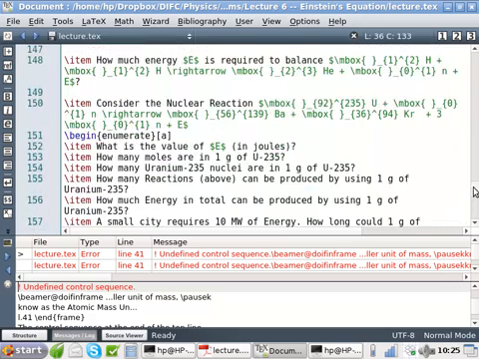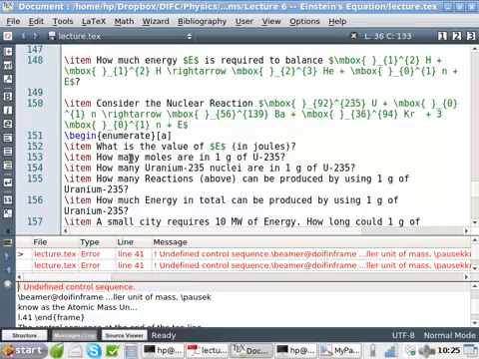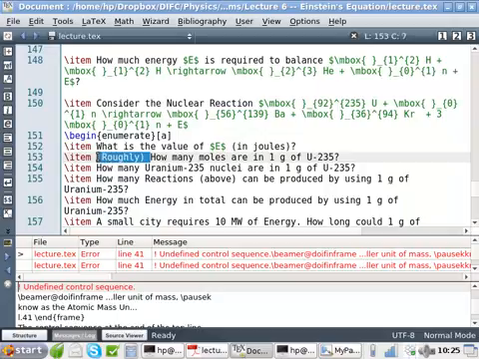And sorry, this should say roughly how many moles are in. Okay.